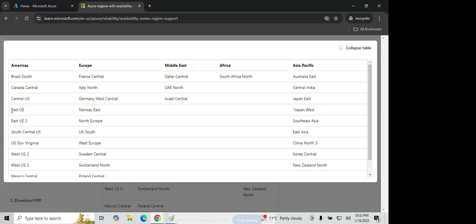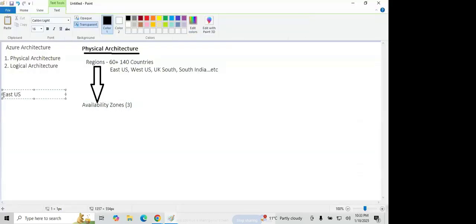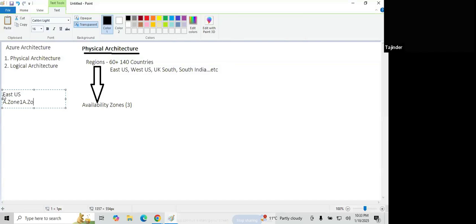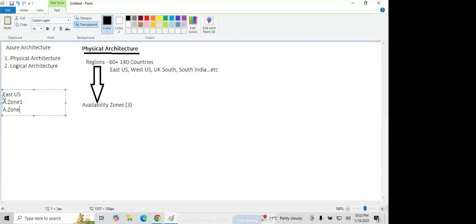So let's take an example of East US. Let's say East US is a region which contains availability zones. Within East US there will be three availability zones: zone number one, zone number two, and zone number three. So any region that contains availability zones will have three zones.